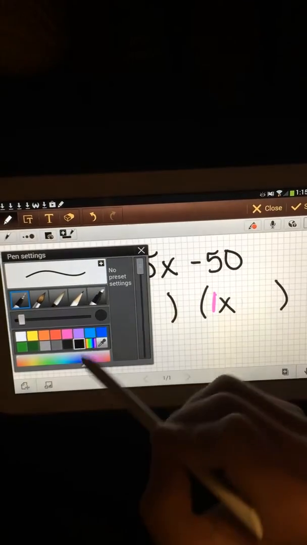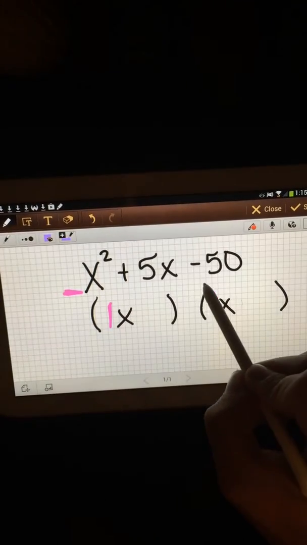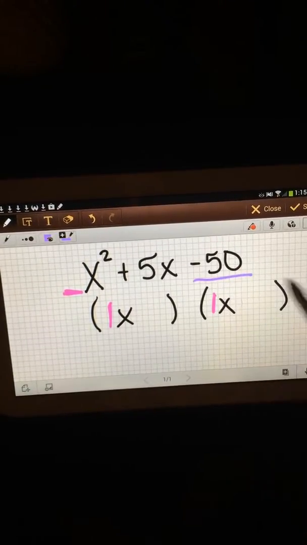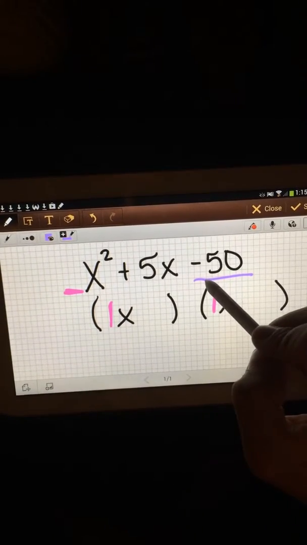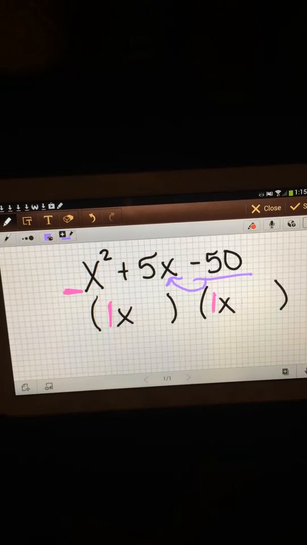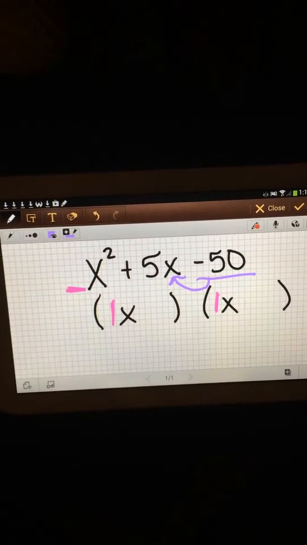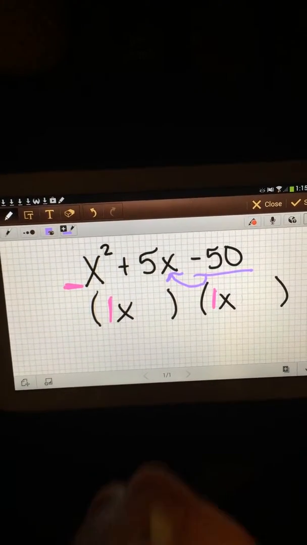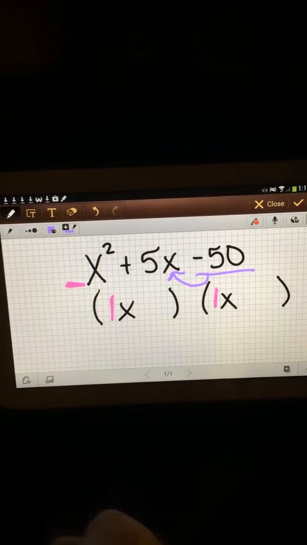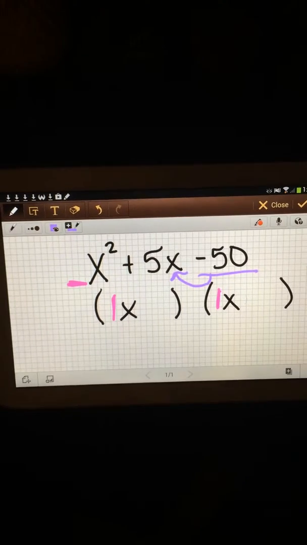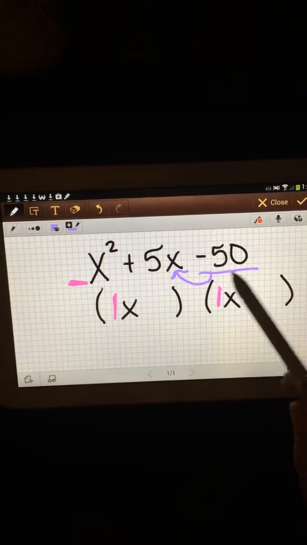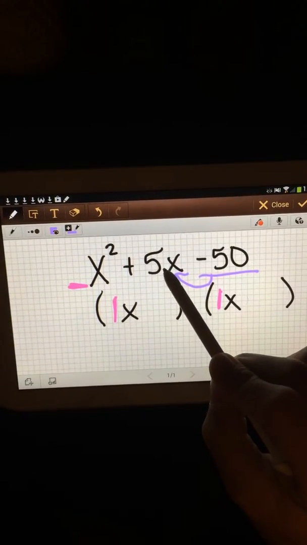Next, what we have to do is find factors of negative 50. But these factors have to add or subtract to equal 5. So, 2 times 25 wouldn't work because 25 plus 2 doesn't equal 5, and 25 minus 2 doesn't equal 5. But 5 times 10 does work because 10 minus 5 equals 5.